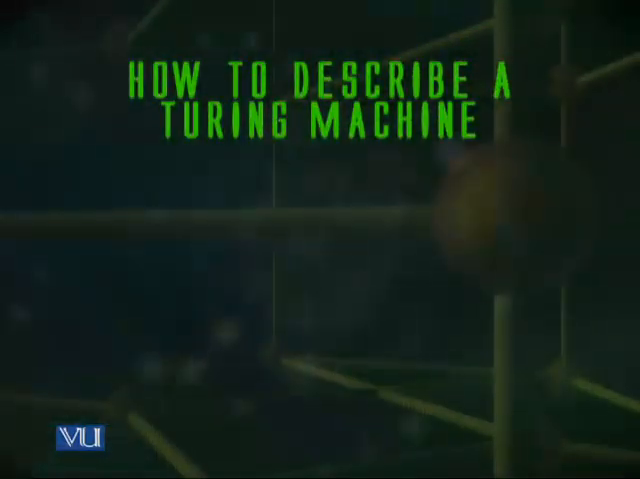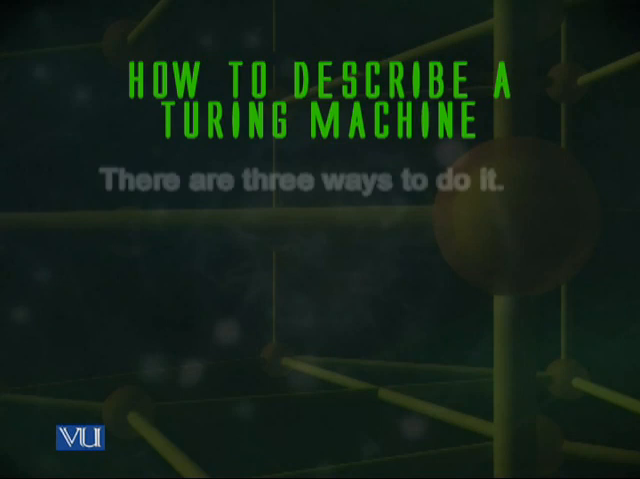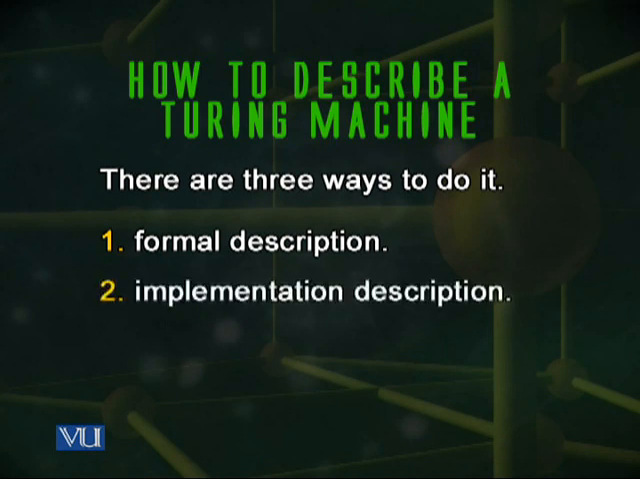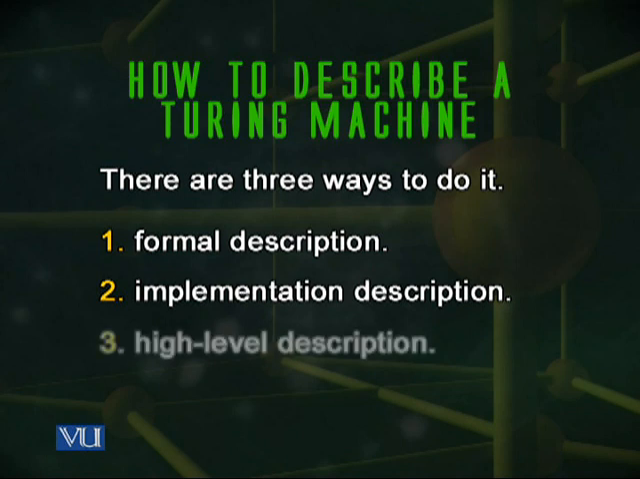Our next topic would be how we will describe Turing machines in this course. There are three ways to do it. One is a formal description of a Turing machine. The second is what we'll call the implementation description of a Turing machine. The third will be a high-level description of a Turing machine. Let us look at a few examples of how this is done.